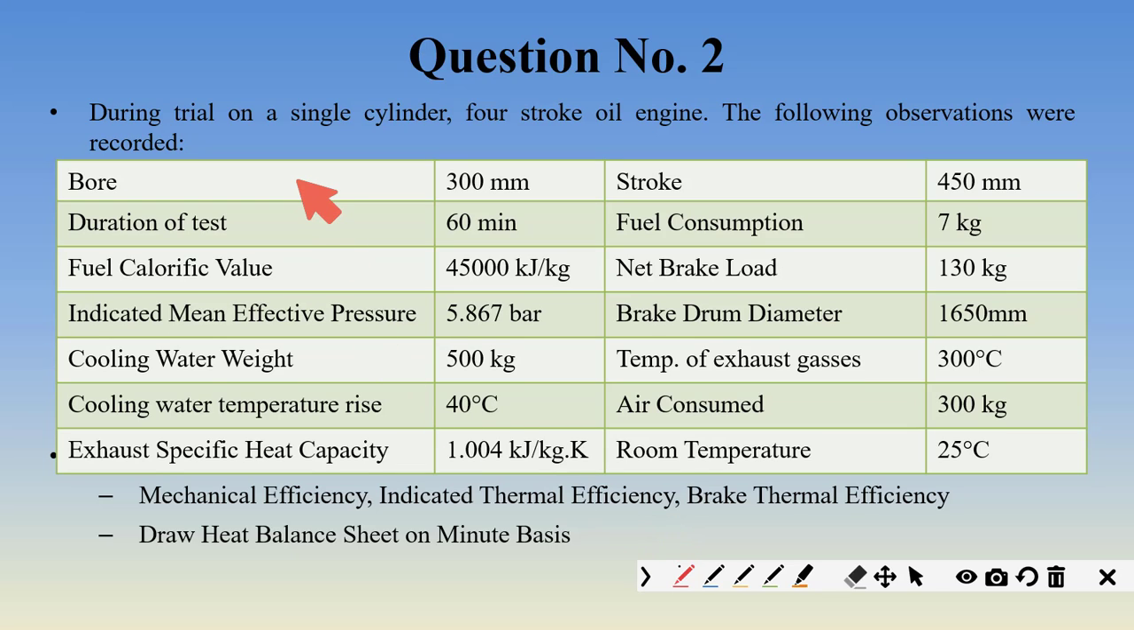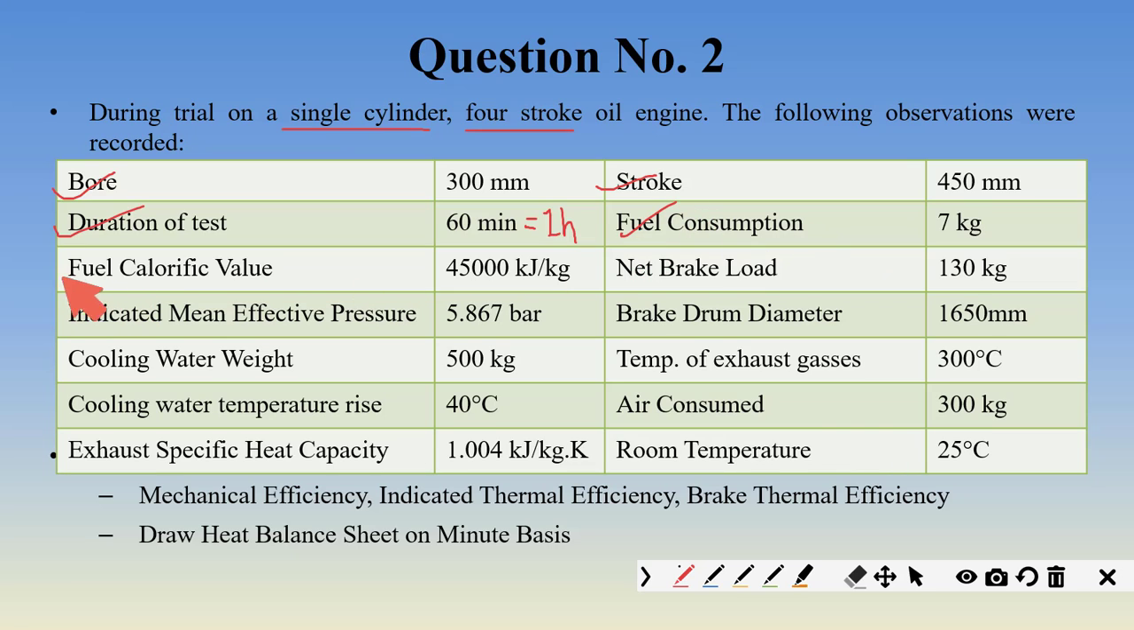So again, this is another question which is quite similar to the first one. What are the things that they have given us? They have given us that it is a single cylinder engine. It is a 4-stroke oil engine. The following observations were recorded. They have given us the bore, the stroke, and the duration of test, 60 minutes. So 60 minutes is what? 60 minutes is 1 hour, right?